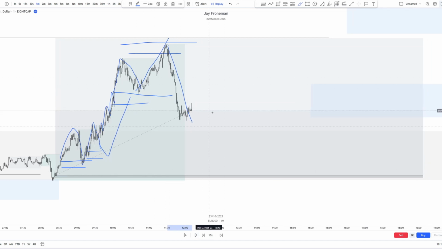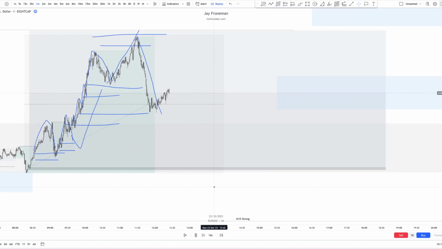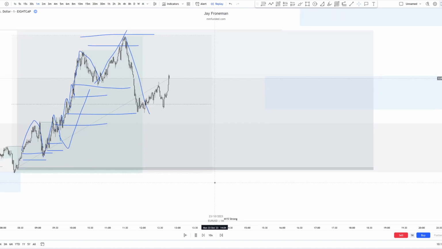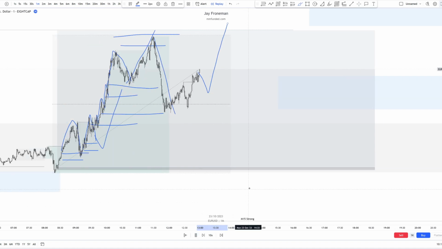So still understanding structure and order flow, we need to mitigate most likely the discount of this entire range, which we just mitigated. And then we created that internal break of structure to the upside. At this internal break, we were due for a bit of a pullback to continue targeting those M15 week highs.